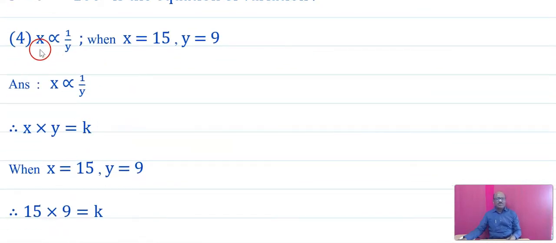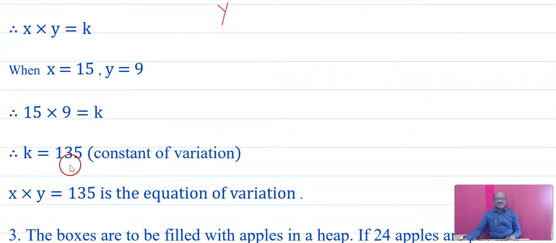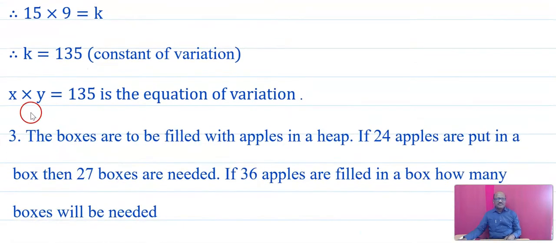Now the fourth problem, X is inversely proportional to Y. When X is 15, Y is equal to 9. Substitute here again the value, that is X is equal to K upon Y. Therefore X into Y is equal to K. Now when X is equal to 15, Y is equal to 9. Substitute here 15 and 9. Then you will get K is equal to 135. This is the constant of variation. Substitute the value of K here, 135. Therefore X into Y is equal to 135 is the equation of the variation.